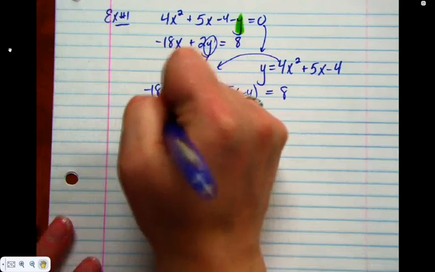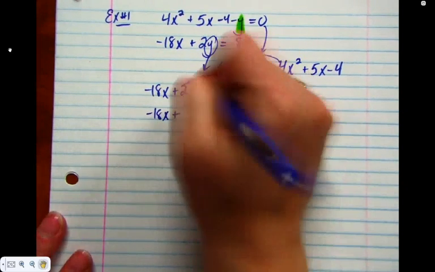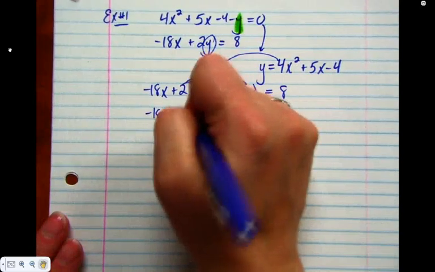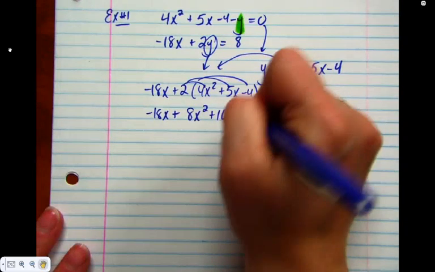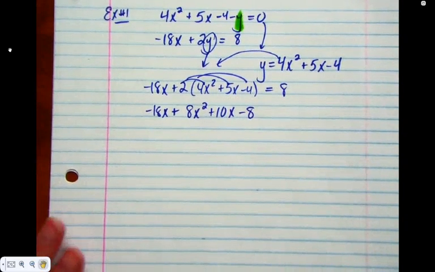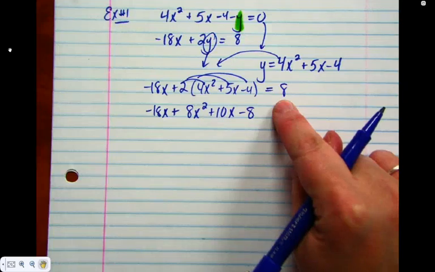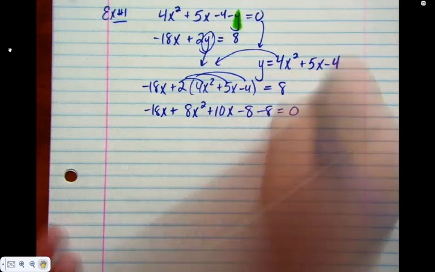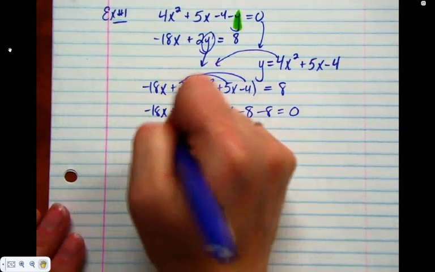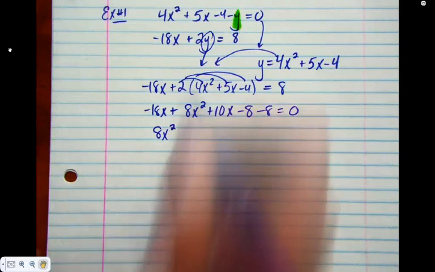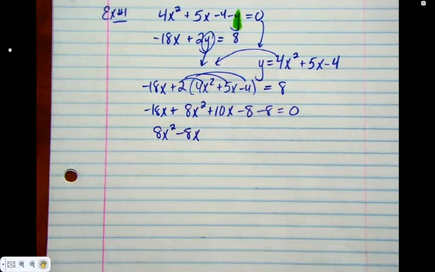So I'm going to keep the negative 18x. Distribute that 2, so it gives me 8x squared plus 10x minus 8. And then in the same step, I'm going to bring this 8 from the other side over just so I don't have to write it all out again. Collecting like terms, x squared's first, I have 8 of them. Then x's, I have negative 8 of them. Then constants, I have negative 16 equal to 0.